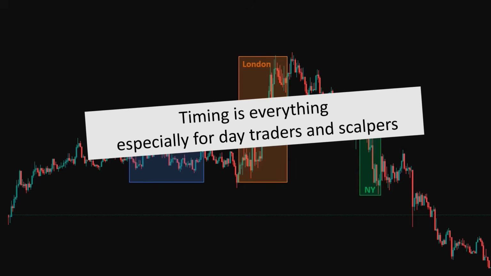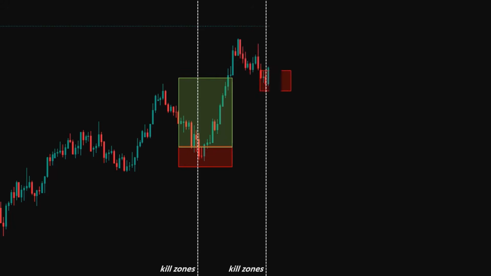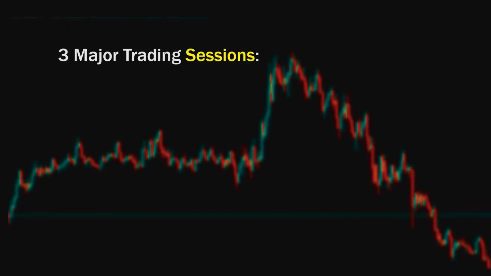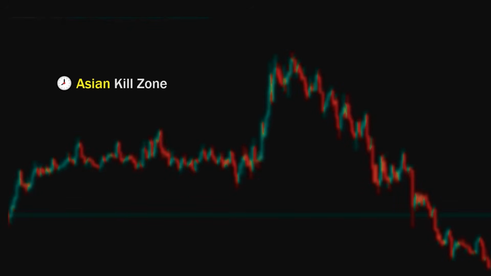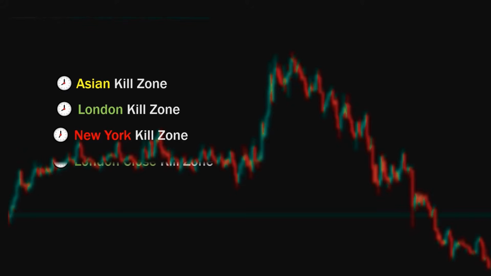When we build our strategy around kill zones, we narrow our focus to the most active parts of the day and filter out a lot of noise and risky setups. So always remember, first comes timing and kill zones, then we analyze price action to spot trade opportunities. Kill zones are typically aligned with the three major trading sessions: Asian session, London session, and New York session. There are four primary kill zones we'll be discussing today: Asian kill zone, London kill zone, New York kill zone, and London close kill zone.